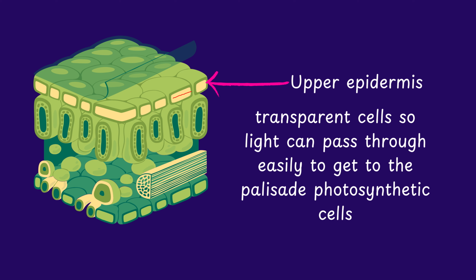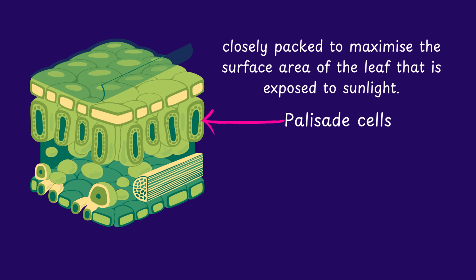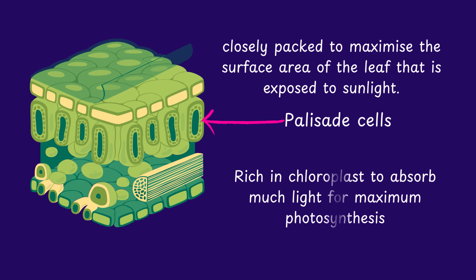These are the transparent cells in the upper epidermis, and the light needs to pass through to get to these cells that are called the palisade cells. This is where most photosynthesis takes place. Let us now talk about the palisade cells. The palisade cells are closely packed to maximize the surface area of the leaf that is exposed to sunlight. The palisade cells are also rich in chloroplast to absorb much light for maximum photosynthesis.